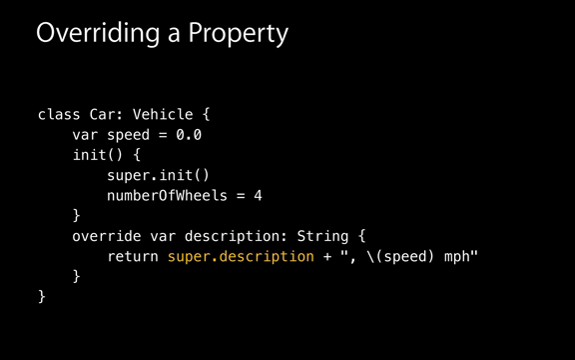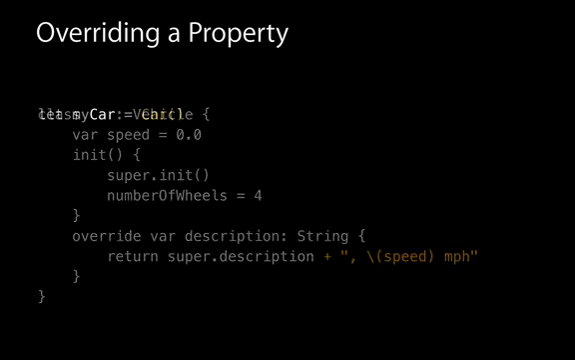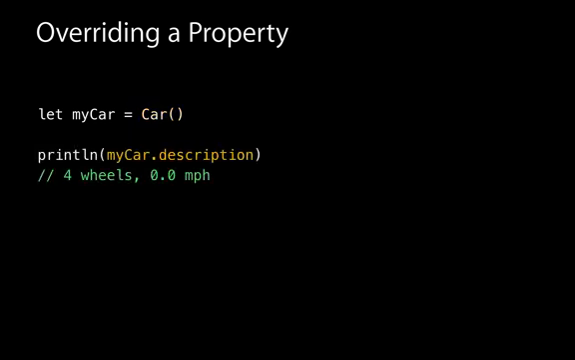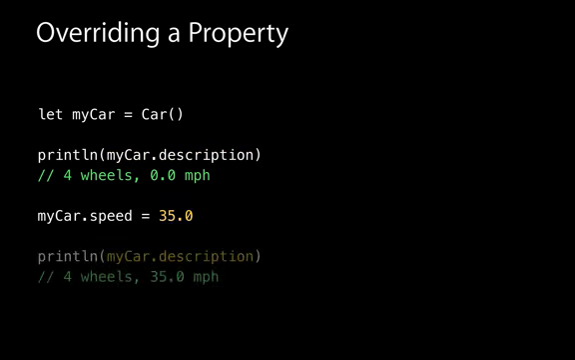In this case, we'll just call the super description to get the number of wheels, and we'll add an extra bit of text on the end that shows the speed. So if we create a car, we can see that the description defaults to 4 wheels, 0 miles per hour. And if we change the speed, it updates. It now includes the new speed as well.